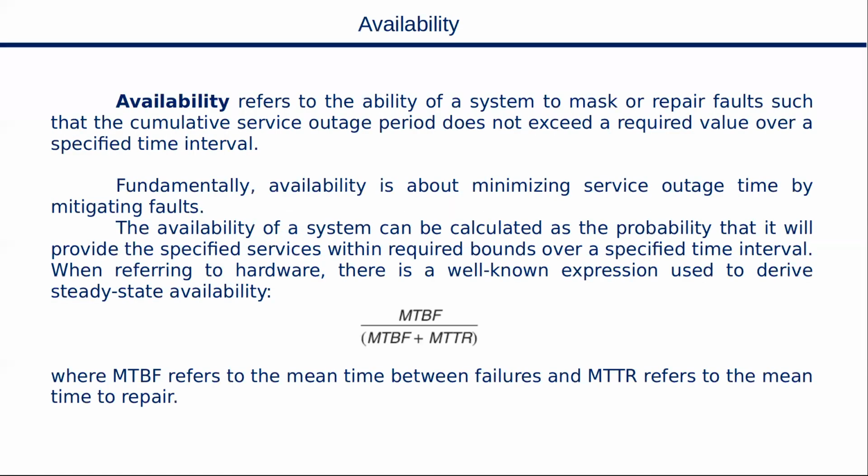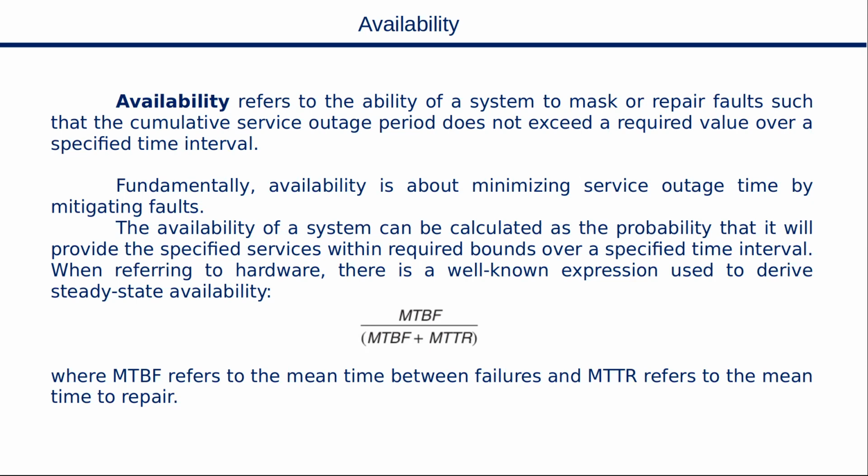What is it? Availability refers to the ability of the system to mask or repair faults such that the cumulative service outage period does not exceed a required value over a specified time interval. In other words, availability is about the time when the system is not available to operate, and how to make this unavailability as small as possible and availability as high as possible. Fundamentally, availability is about minimizing service outage time by mitigating faults.